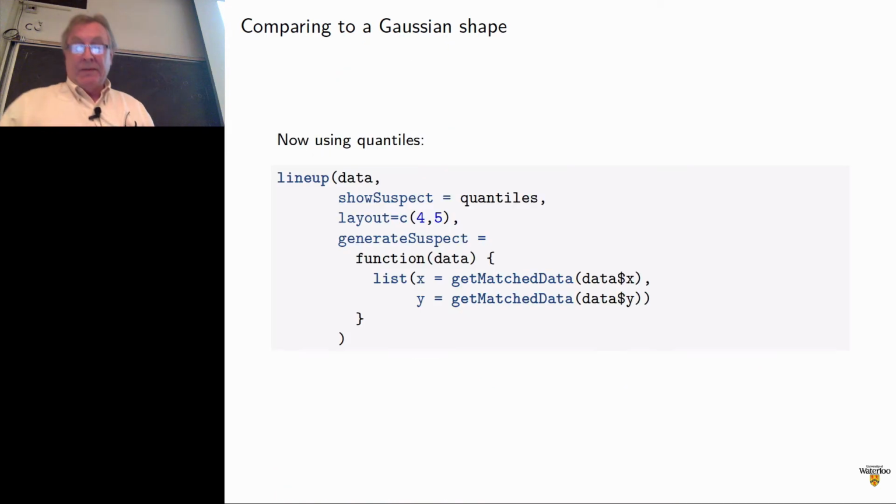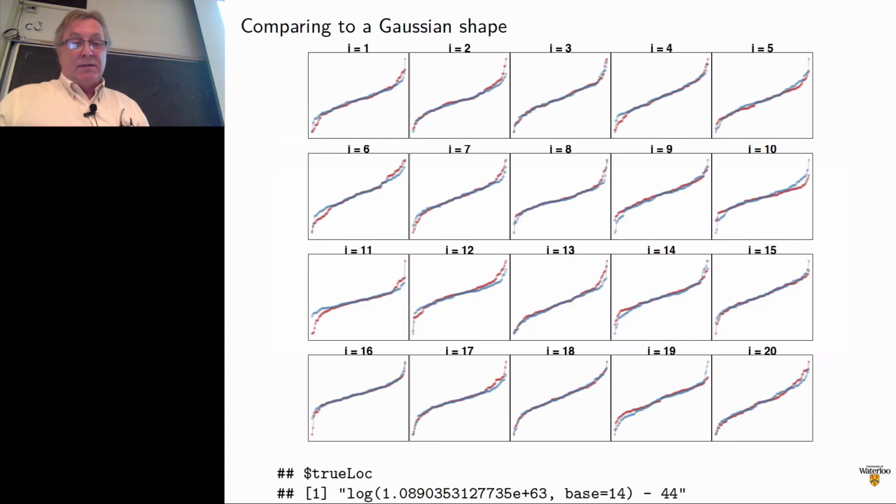Okay? So let's do this with quantiles. Same thing with quantiles. So I'm just displaying these in different ways. Now you're to pick which of these show the greatest difference from each other. And keep in mind, I'll be trying to match these on location and scale. So we'll pick one.